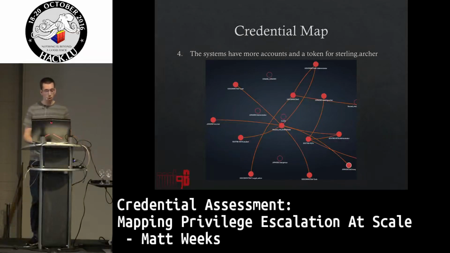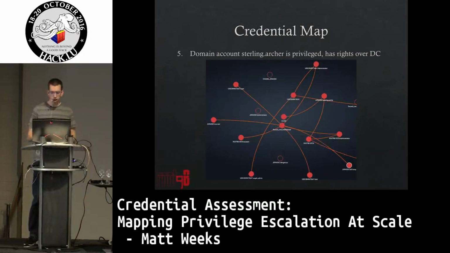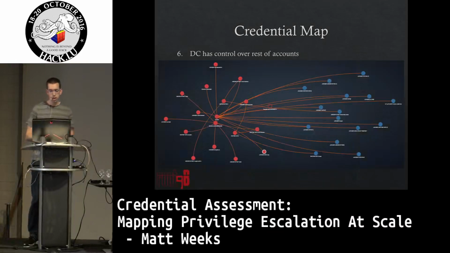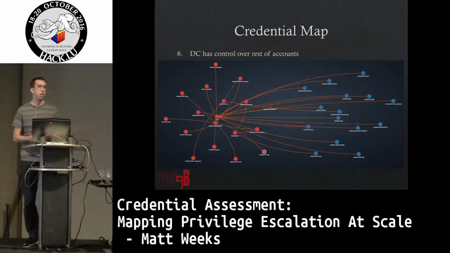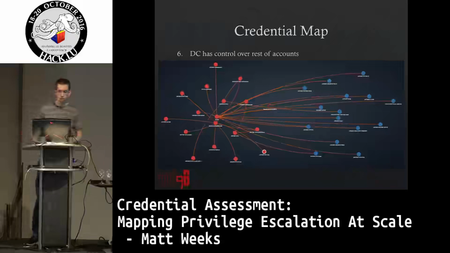And so on one of those systems, there was a token, which means there's a password hash or password or Kerberos ticket for Sterling Archer. And Sterling Archer is a domain administrator, and he has rights over the domain controller. And once you have rights over the domain controller, then you can control group policy, and you can control the entire domain and all the accounts in it. And then your entire network is compromised.